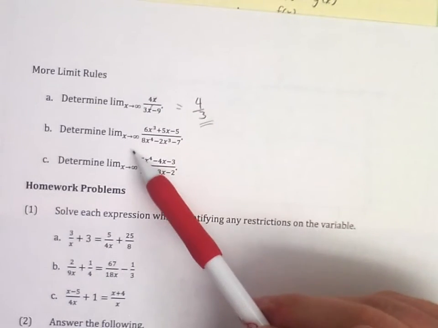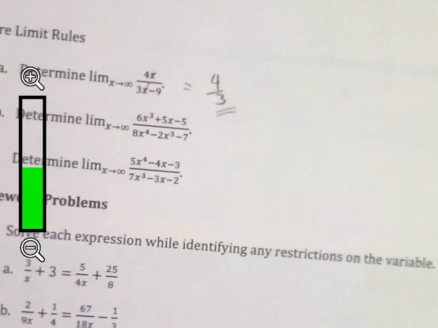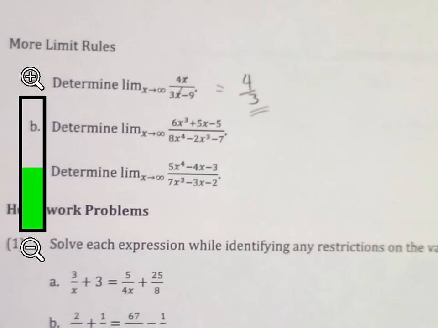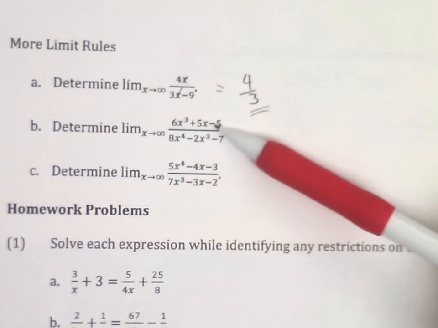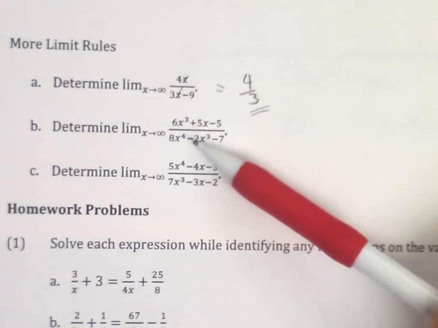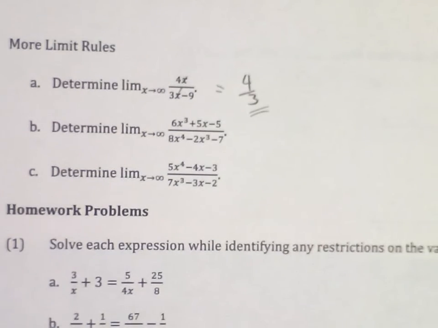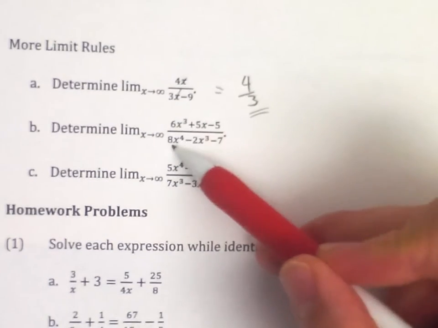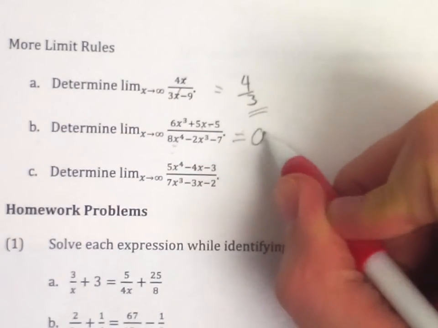If we look at this one, I'll try to zoom in in case you can't see all the numbers. Now maybe getting a little blurry. This is 6x to the third power, the highest value there. This is 8x to the fourth power, so the bigger one is in the denominator. Since this is bigger than every part here, it's going to swallow up all of them and will end up going to 0.